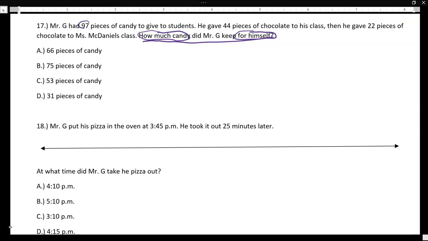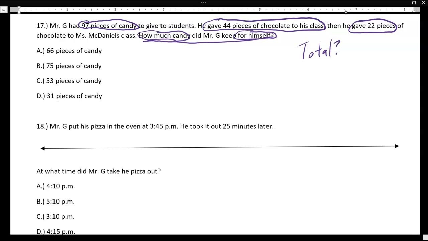Mr. G had 97 pieces of candy to give to his students. He gave 44 pieces of chocolate to his class. Then he gave 22 pieces of chocolate to Ms. McDaniel's class. Okay? Alright, so let's ask ourselves: do we have a total? Yes. 97 pieces of candy.